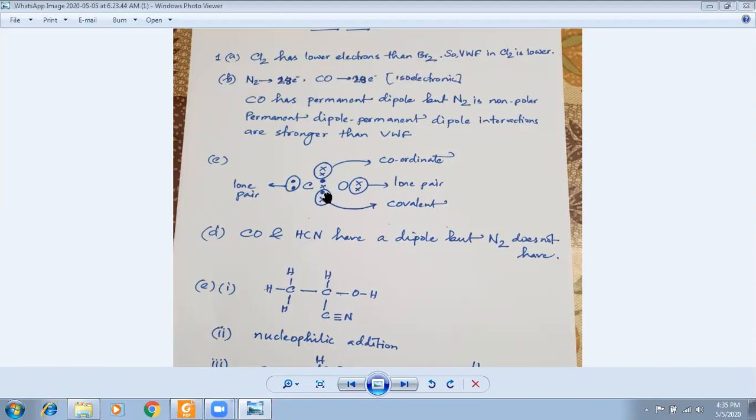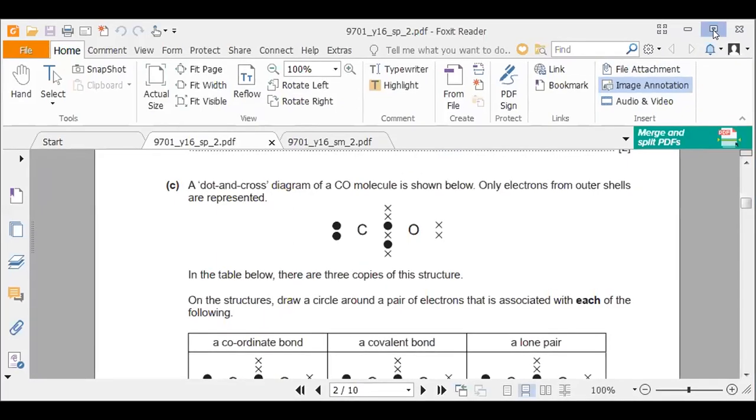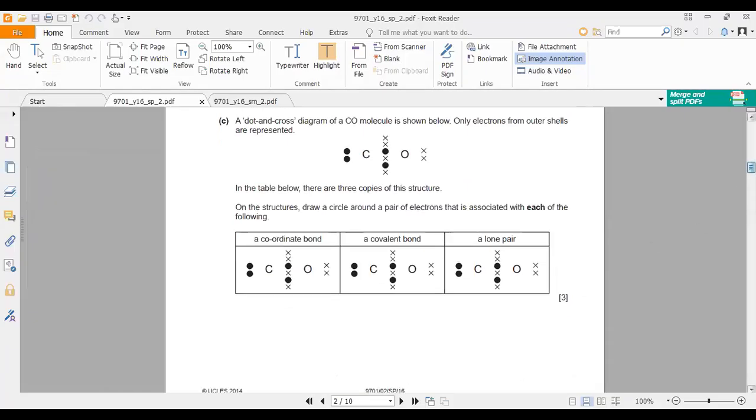You see dot and cross: this dot electron is shared by carbon and the cross electron is shared by oxygen. That means this is a regular type of sharing, a covalent bond. This is a special type of sharing, a coordinate bond. And the electrons which are not participating in bonding are known as lone pairs. So these two cross electrons or these two dot electrons are lone pairs of electrons. Any problem? So let's go for the next question.